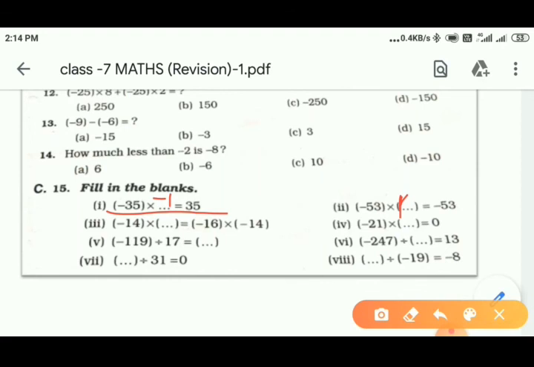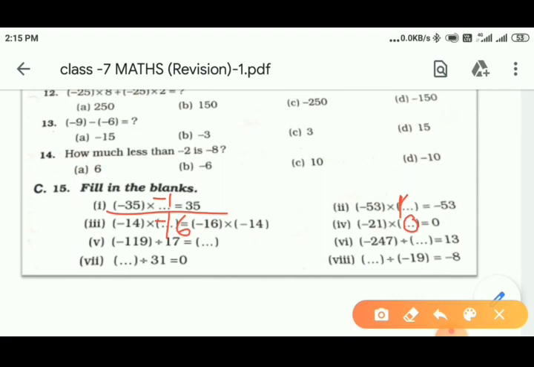Similarly, third one. This is a property, commutative property of multiplication, where what we have to do? We have to fill this. Now you can see minus 14, and on right hand side minus 16 is there. So minus 16 will be in this blank, so that the order change property, commutative property, holds true. Similarly, minus 21 is multiplied by what number, so that its answer will become 0. So any number multiplying with 0 give us the answer 0.